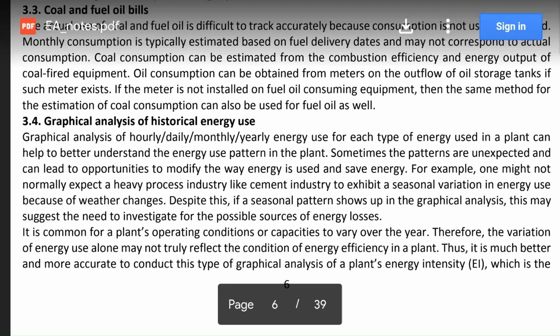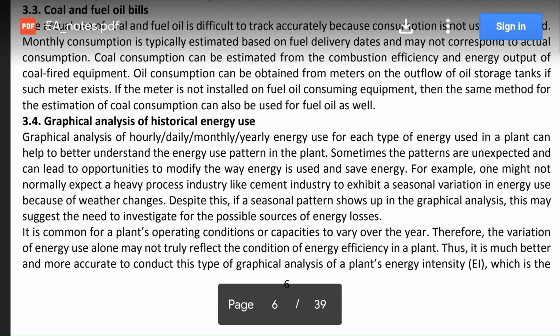Again, quality is an issue here also, because the combustion efficiency of petrol and diesel, or you can say petroleum products, is dependent upon the octane number of the fuel. So that is to be taken into consideration while oil bills are concerned.